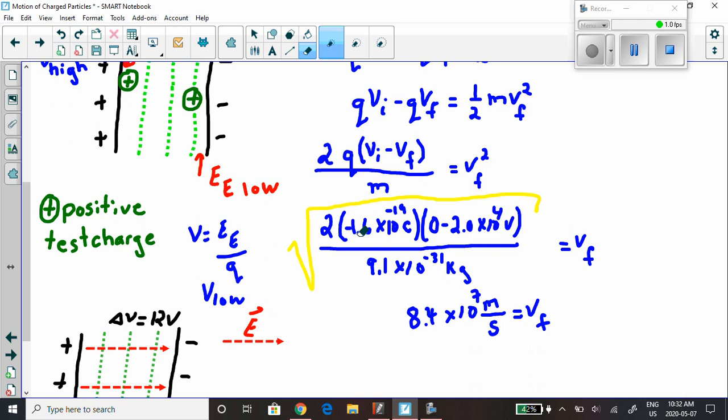And I plug in the numbers into the equation right there, all known quantities. It's a square root situation, and I use my calculator, and I get the final speed. There you have it. I hope this example showed you how to solve one of these problems, but I also hope it gave you a deeper understanding of the relationship between voltage and electric field between two parallel plates where the electric field is constant.